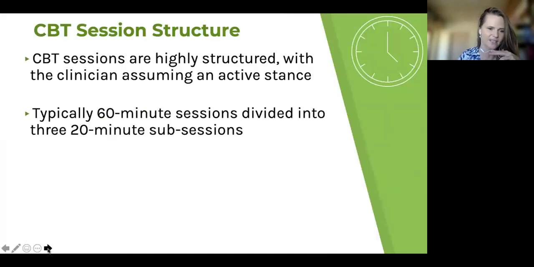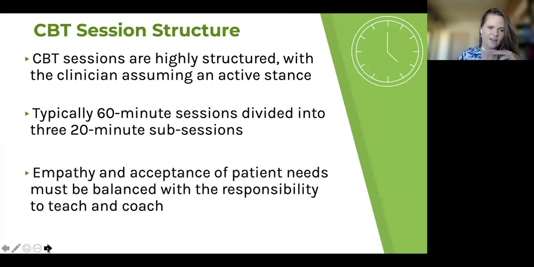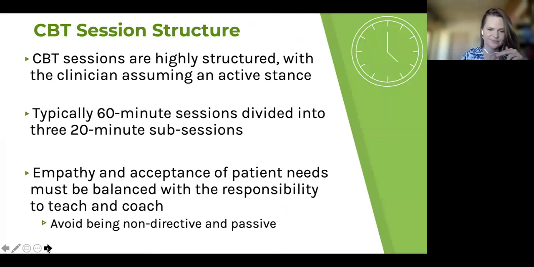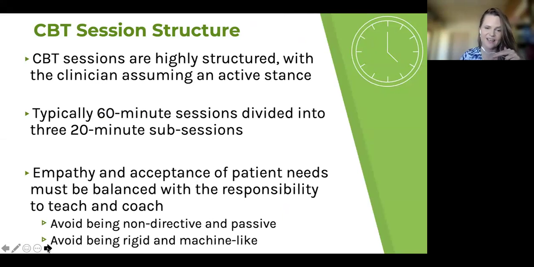Let's look at session structure first for CBT. They are typically hour-long sessions divided into 20-minute subsessions. It's very structured with a full protocol. The clinician is providing a very active stance. And one of the tough things about it is you really have to balance this position of being empathic and responsive to the patient with delivering quite a lot of information in a short amount of time and making sure that it's well integrated. So that's about balancing that kind of very directive stance without being robotic or impersonal about delivering the information.